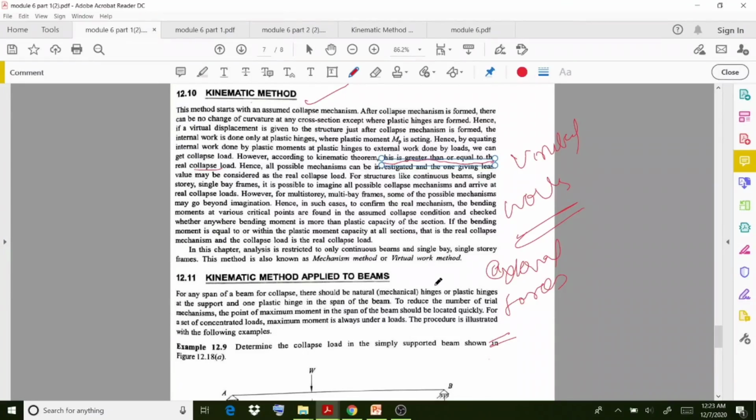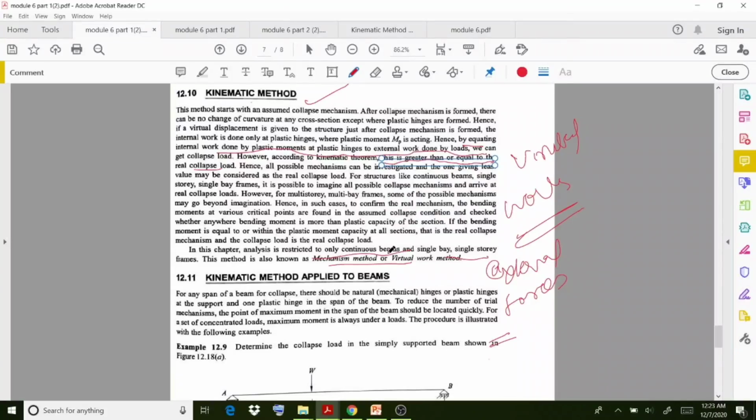So using this principle of virtual work, we work out the problem by equating the work done due to external forces to the work done due to the internal forces. It is mentioned clearly in this case, that is, by equating the internal work done by the plastic moment at the plastic hinge to the external work done by loads. And one more thing you have to note down, that this kinematic analysis can be used for continuous beams, and also for frames.